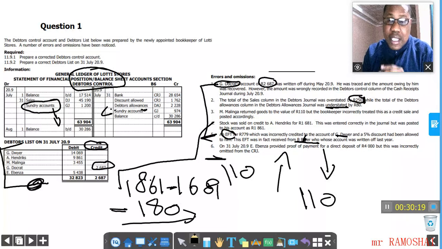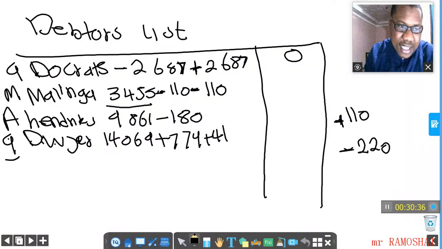Somehow they jumped it or something else, but they just omitted it. So they didn't make any other error. Let's go and record it. If you check, this is Benza. He was owing us 5,000. That means they did not record the 4,000 that he paid. So let's go to the debtors list.